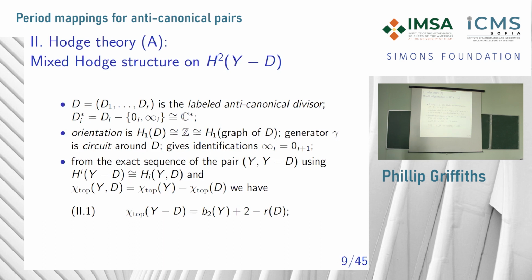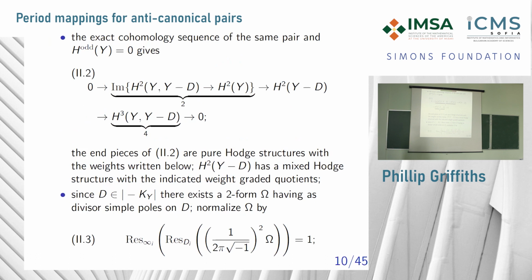As far as the topology goes, from the exact sequence of the pair, you can find the Euler characteristics are related in this way. And if the intersection matrix is negative definite, which I'll come to in just a second, then the second cohomology of Y minus D is going to be b2 minus the number of curves in the cycle. And that's what comes out of this.